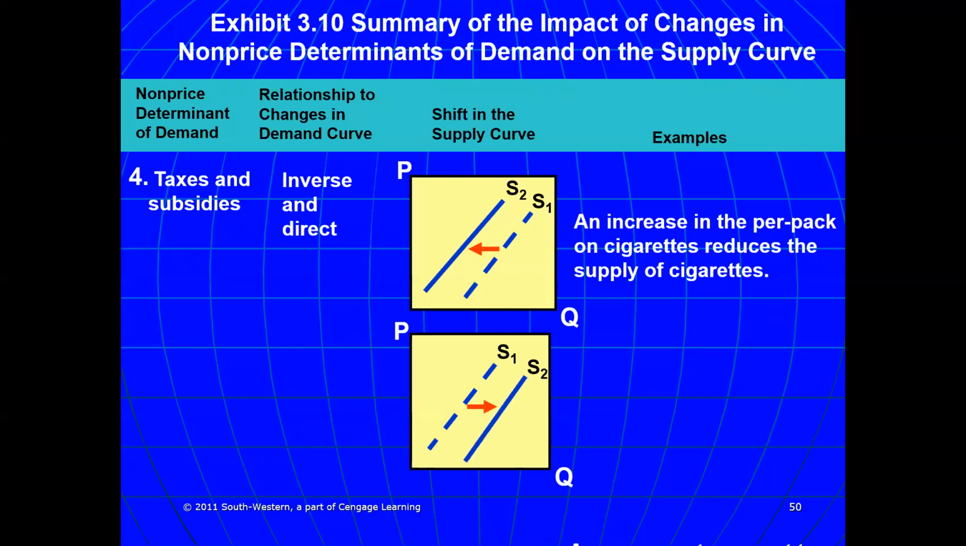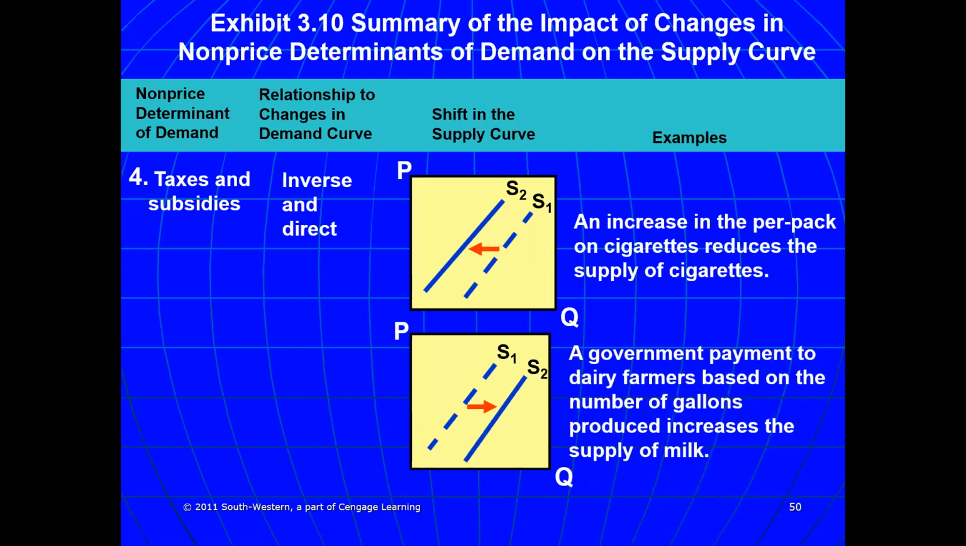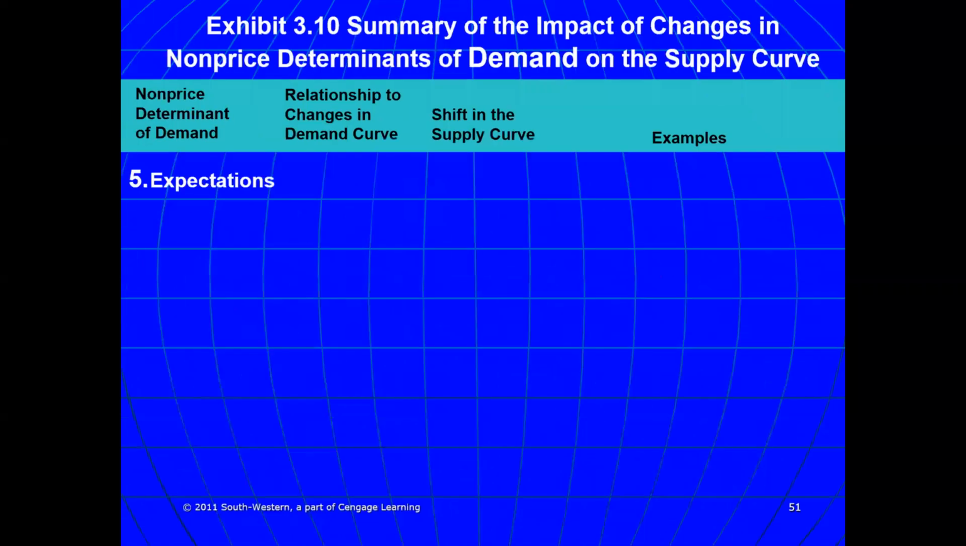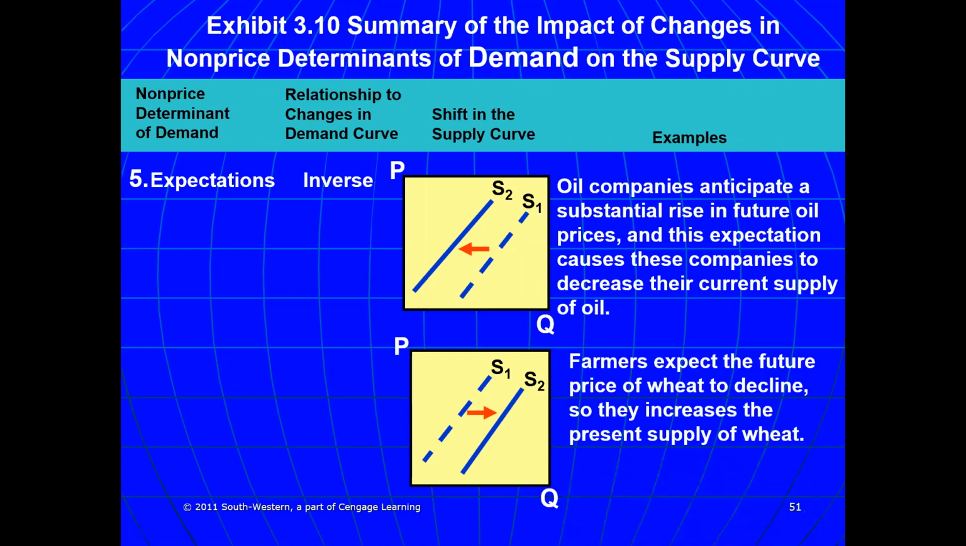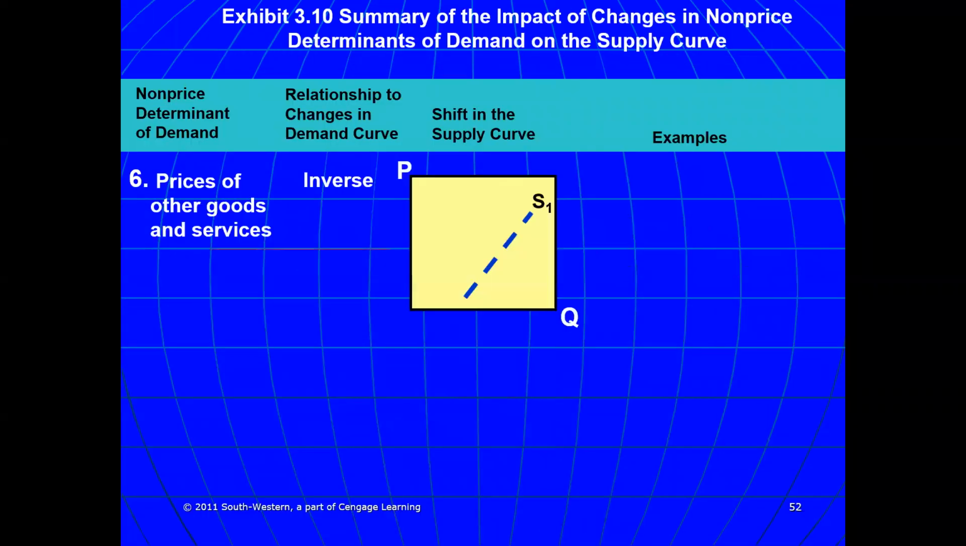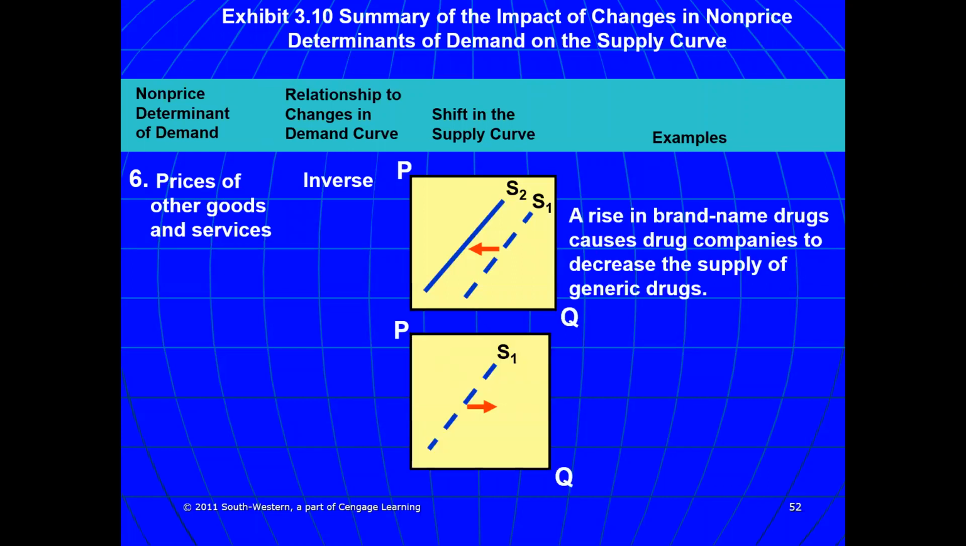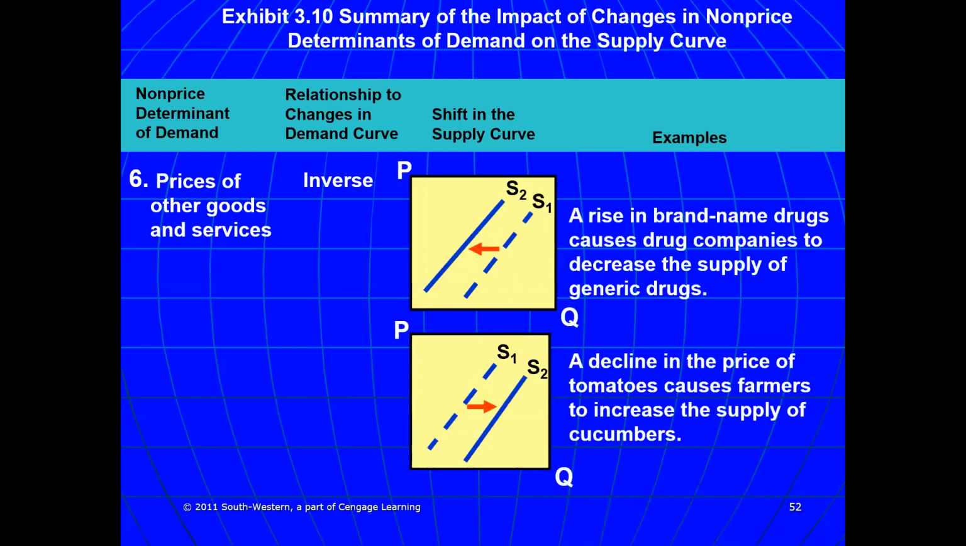Taxes and subsidies can shift supply to the right or to the left. Expectations can shift supply to the right or to the left. Expectations is on the supply list and the demand list too, things that can shift supply and demand. Prices of other goods and services.